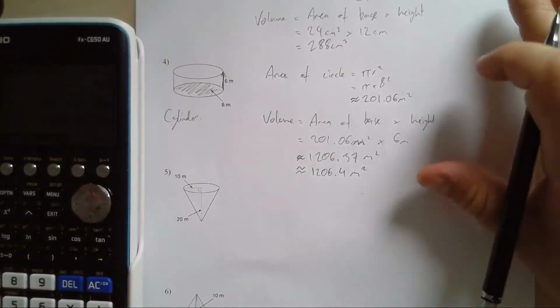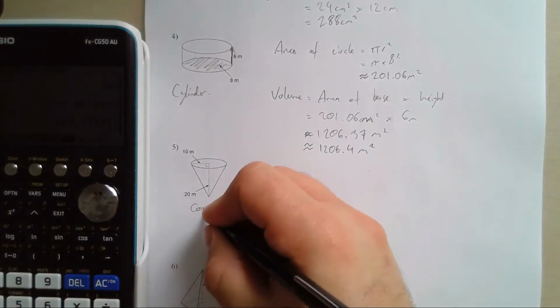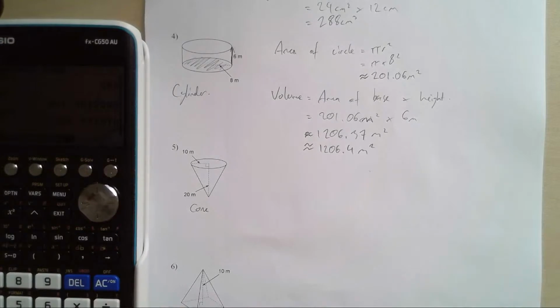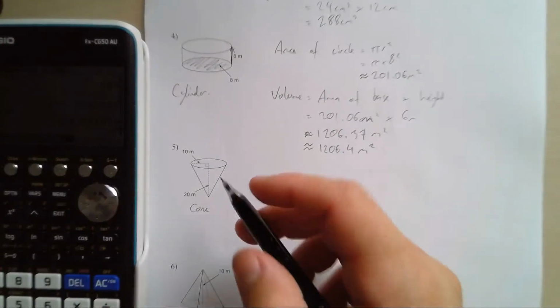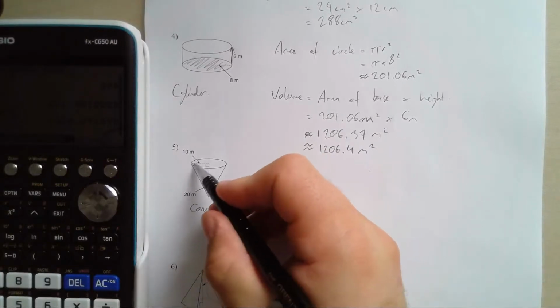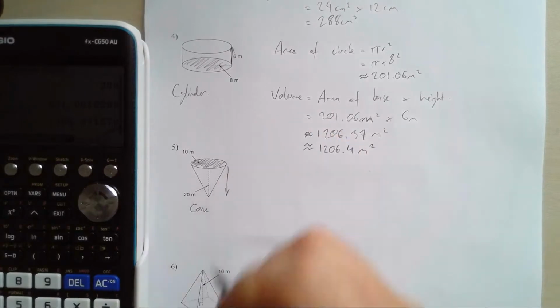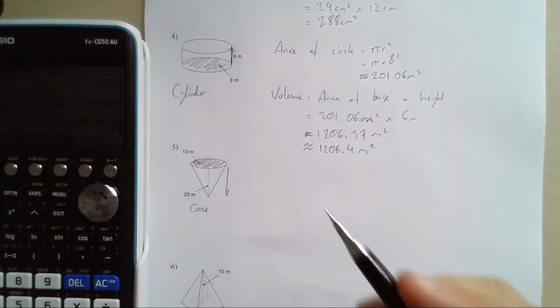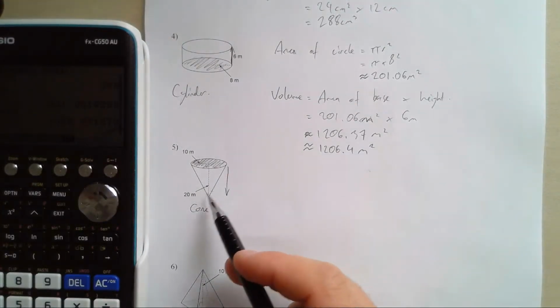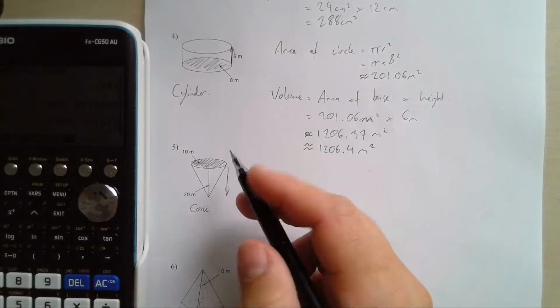Okay, next one is a cone. Cones are tricky. Well, not really tricky, but different. It's the same sort of deal. You've got area of the base, which is a circle, times by the height, but if I just did that, I'd have the cylinder. So I've got to do a dividing thing. It's like a triangle, I've got to divide it.